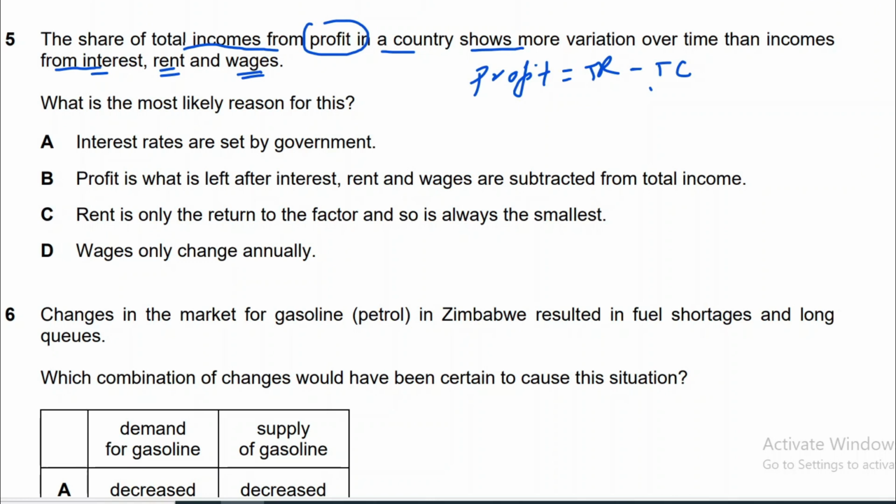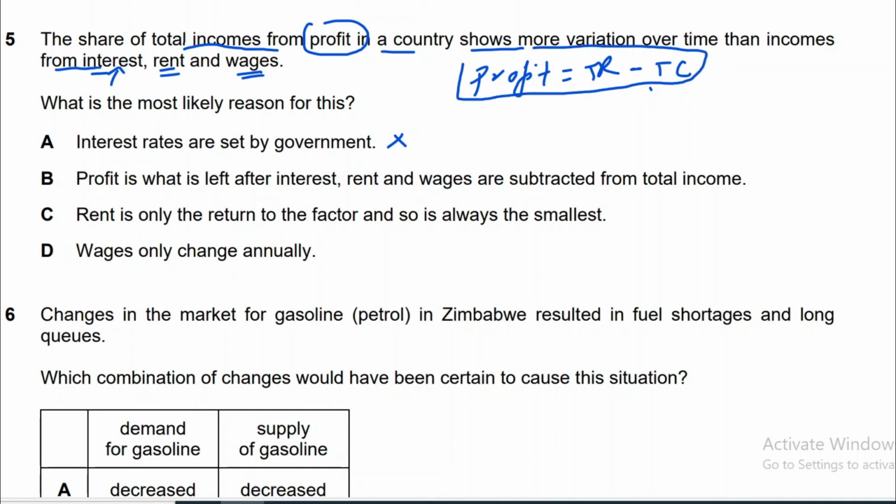Interest rates are set by the government, so this is not the reason why there should be more variations or more changes in profit. If the government or anyone else sets interest rate, that is not something relevant, right? Interest is only one part of the total expenses or total cost, so it might not affect a lot. And profit is what is left after interest, rent and wages are subtracted from the total income. So profit is total revenue minus total cost.